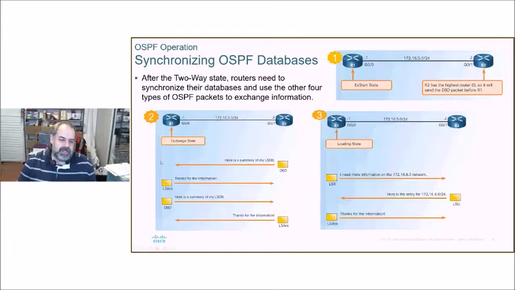Here's my LSDB, thanks for the info. And so they just exchange information about their databases, and then if there are networks in the description that the others don't know about, that's when they actually send a link state request saying, hey, I need information about this, and they'll send it back, and vice versa.